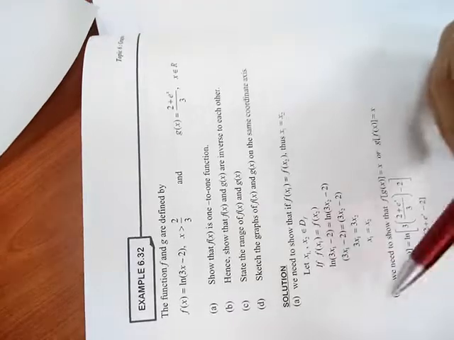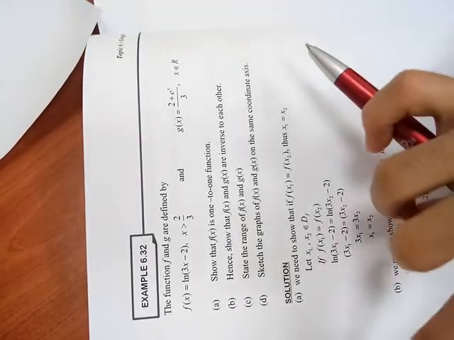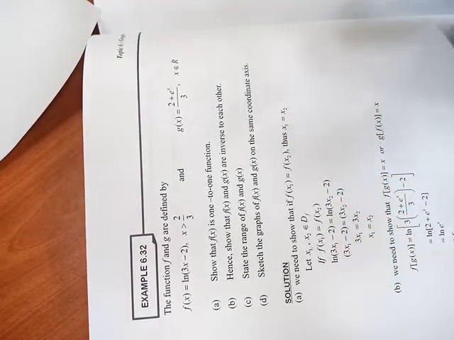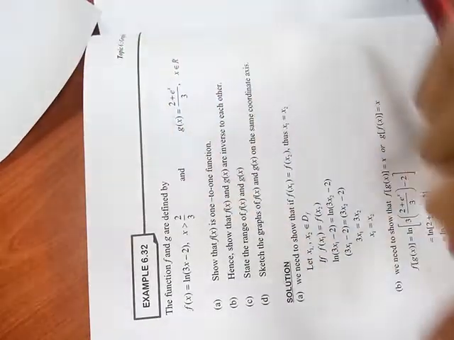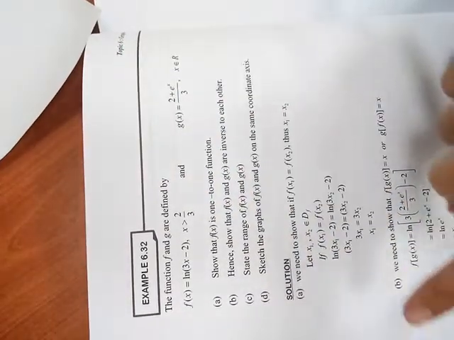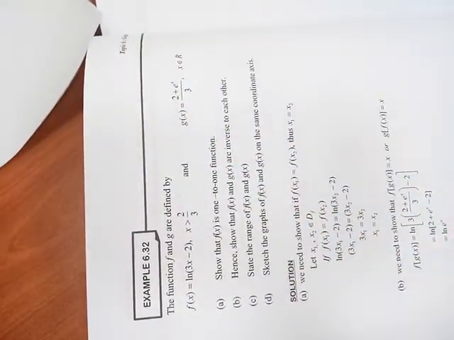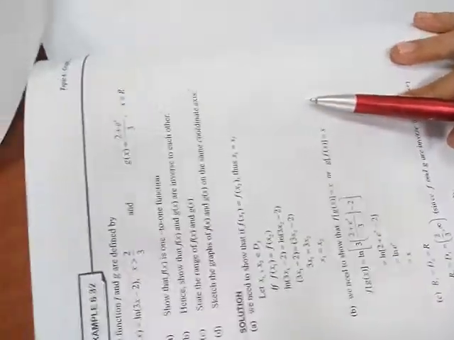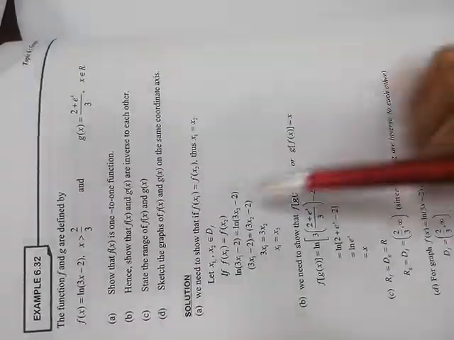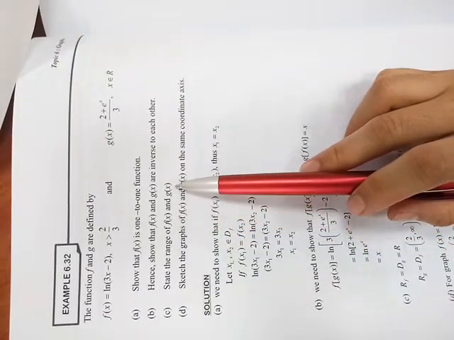C, state the domain and range of f(x) and g(x). By looking at this, automatically we can see that x more than 2/3 is the domain for f(x), while the domain of g(x) will be real numbers, because we refer to the exponential function. So basically you can imagine the exponential function graph will be like this. It will be real also for the domain.